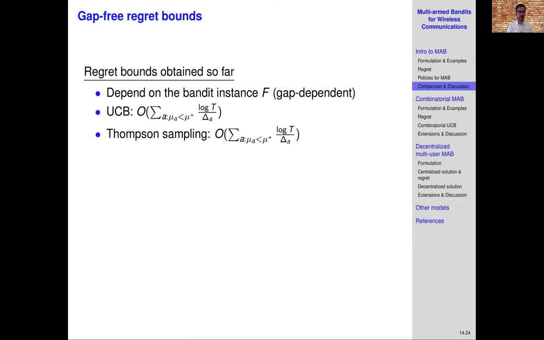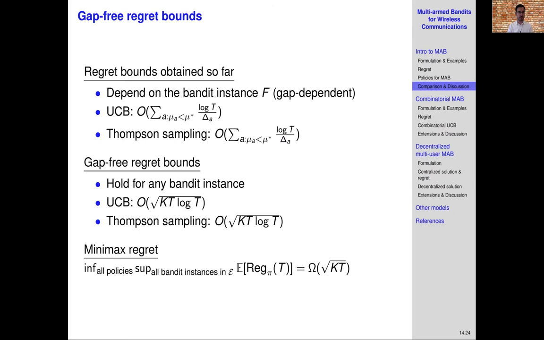So far, I talked about regret bounds that grow logarithmically over time and that are inversely proportional to the suboptimality gaps. These are called gap-dependent bounds. When the gaps are small, these bounds diverge. There is another way to prove regret bounds for UCB and Thompson sampling. They are called gap-free bounds. Essentially, they hold for any bandit instance.